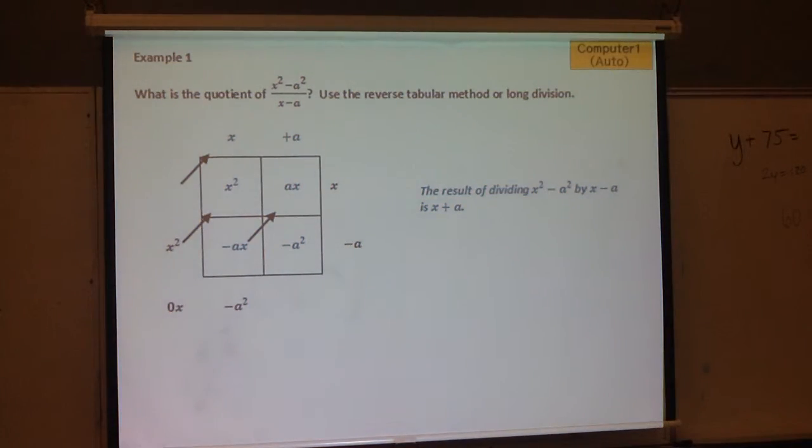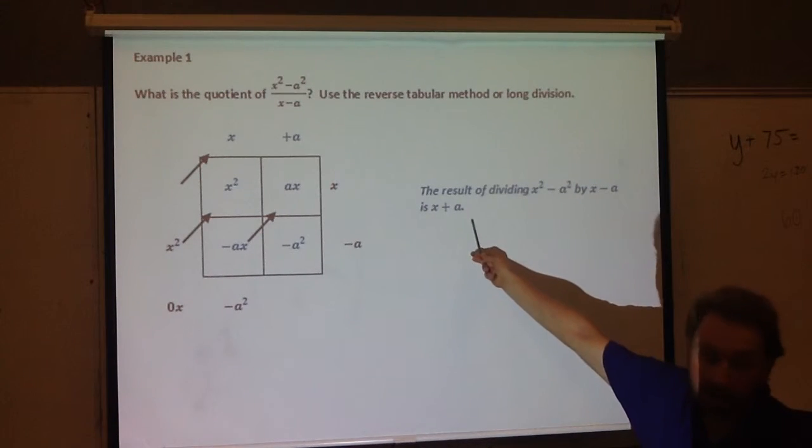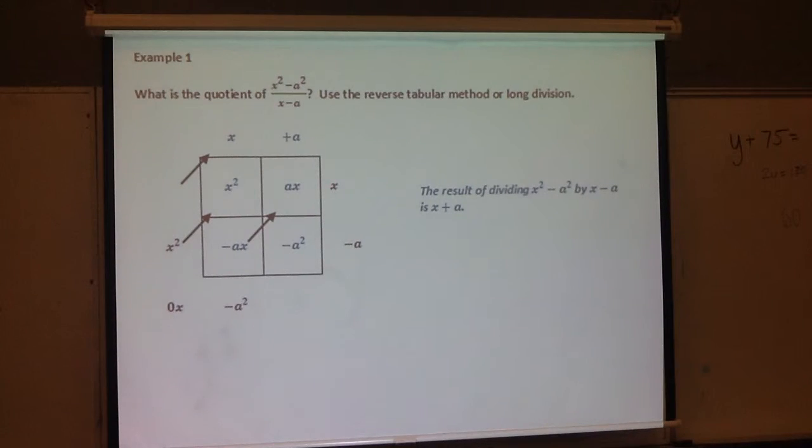So what is the quotient of x squared minus a squared divided by x minus a? Well, from doing the reverse quotient method, or the reverse table method, excuse me, we find that the result is x plus a.